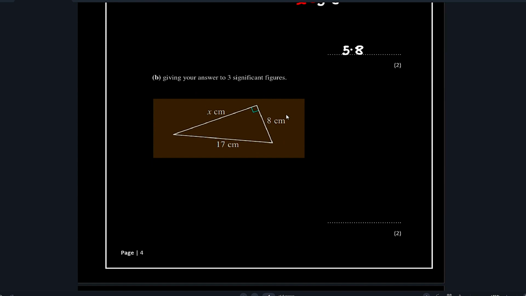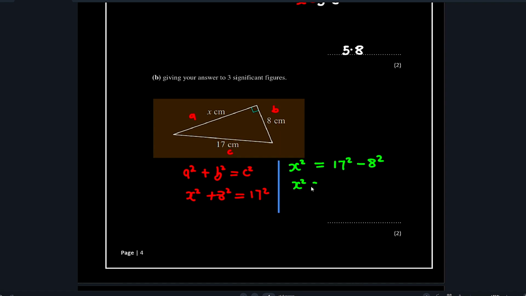Now moving to the second part here, we are looking for a shorter side. So we say that this is our a, b, and c, and then a squared plus b squared equals c squared. Our shorter side is x, and another shorter side is 8, and the longest is 17. So x squared, and 8 squared is 64, so this is going to be 17 squared minus 8 squared, which is 289 minus 64, and x squared is equal to 225.